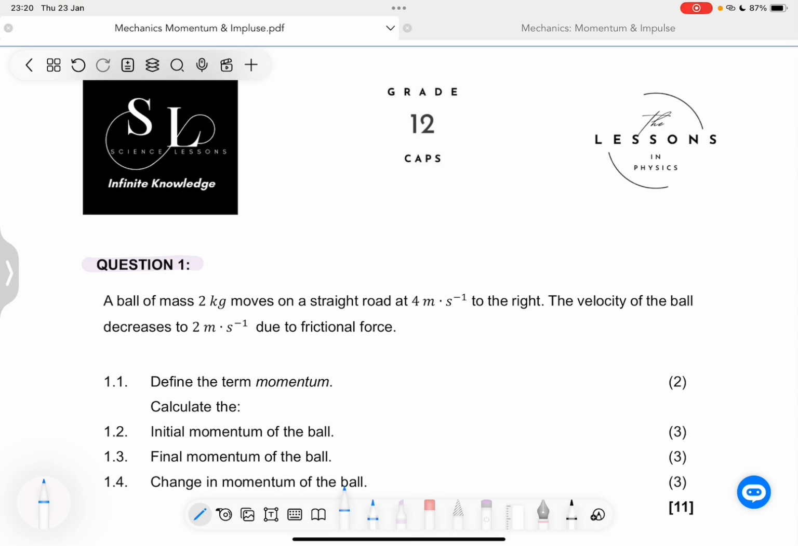In the Scienceless channel, when solving problems, we apply what we call the academic constitution. These are rules that we follow when we solve problems. We have 4 rules.